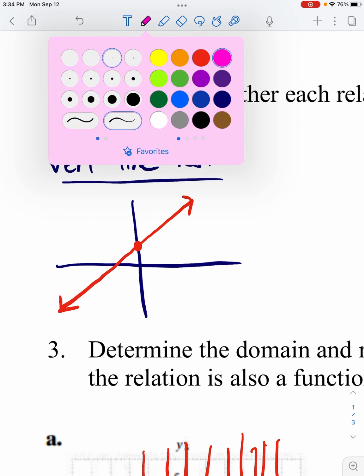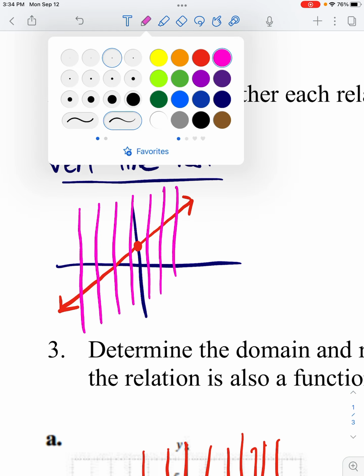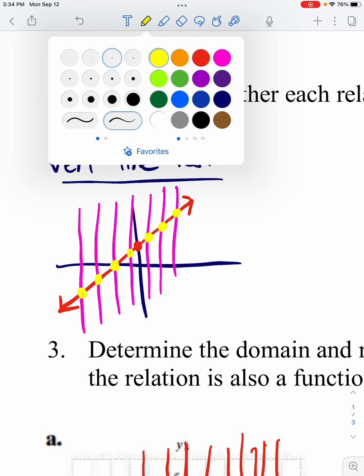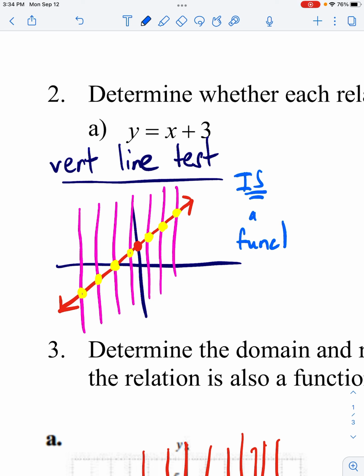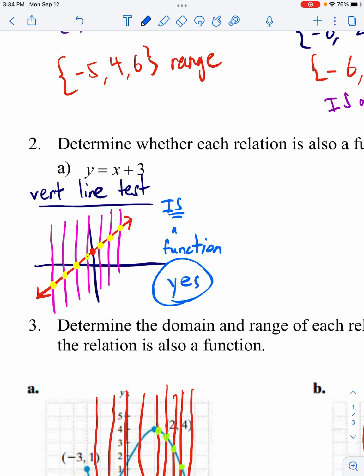Notice, I'm going to switch to pink. Anywhere I draw a vertical line, my graph passes through the vertical line once and only once. One time and only one time for each vertical line. So I conclude that yes, this is a function. So yes, circle it. This is a function.